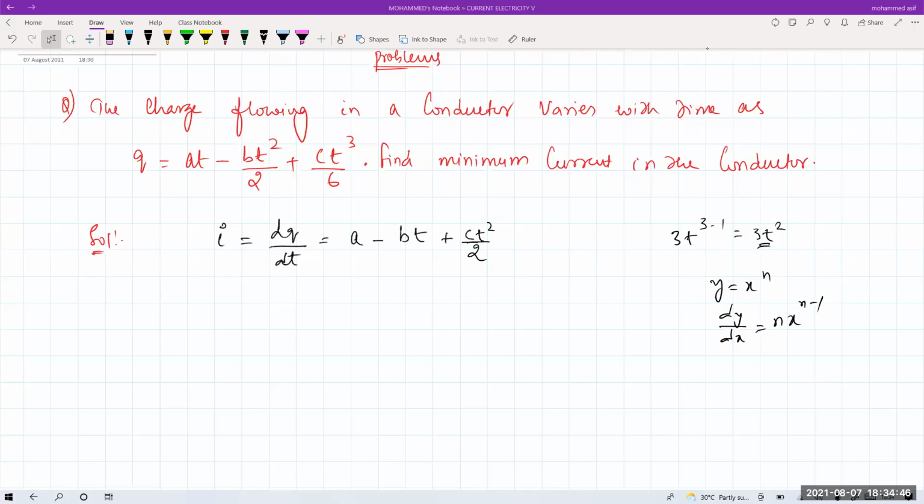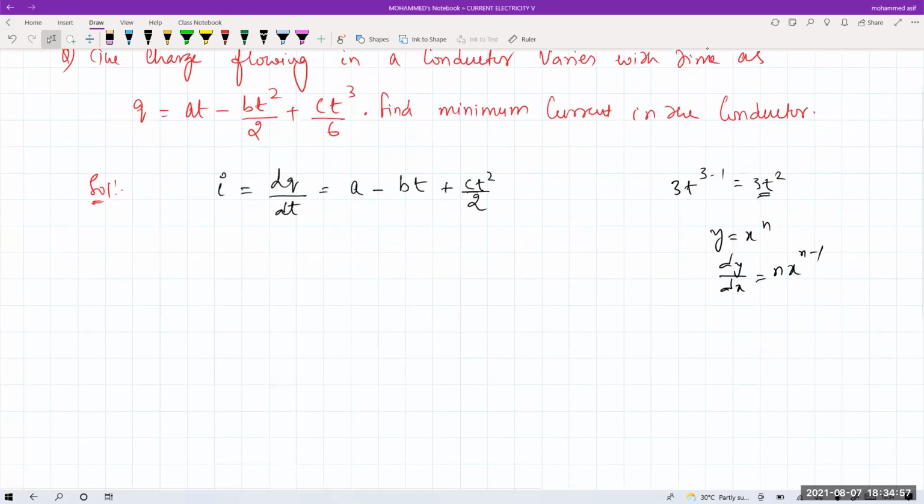The condition is the charge flowing in a conductor varies with time as q equals a t minus b t square by 2 plus c t cube divided by 6. Find the minimum current in the conductor. So first I differentiated the charge with respect to time, so I got i equals a minus b t plus c t square, isn't it?